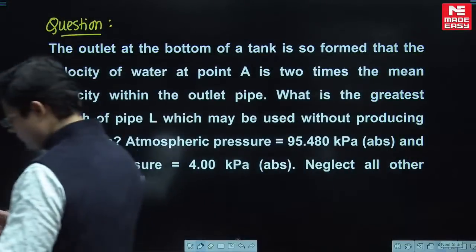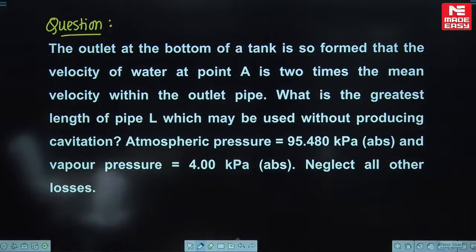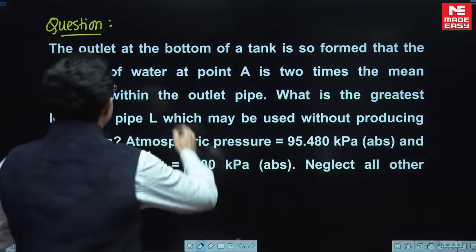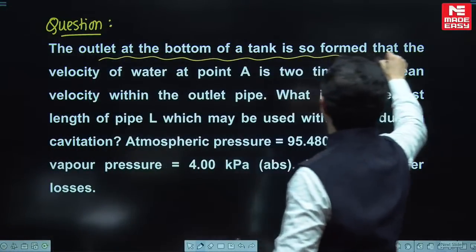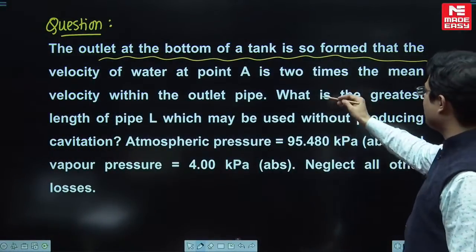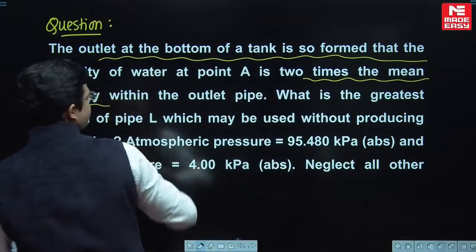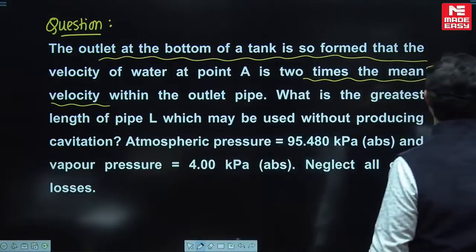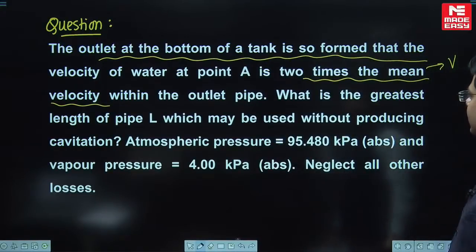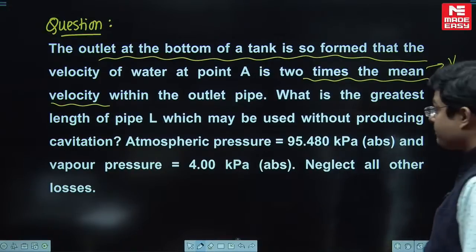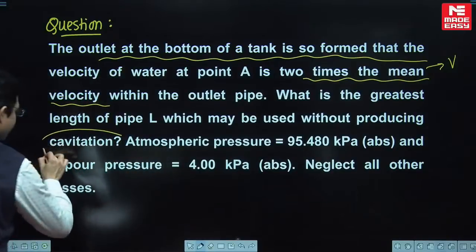Yes, चलो पढ़ो. What is the problem? The outlet at the bottom of a tank is formed such that the velocity of water at A is 2 times the mean velocity, means average velocity, which is V. Within the outlet pipe, what is the greatest length which may be used without producing cavitation?